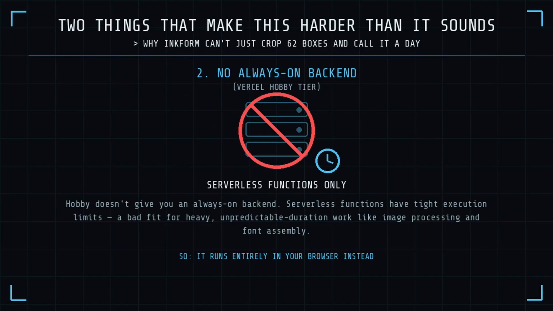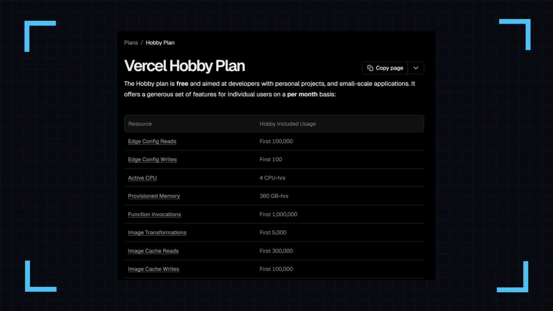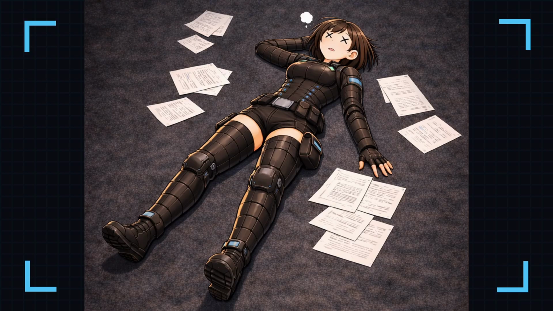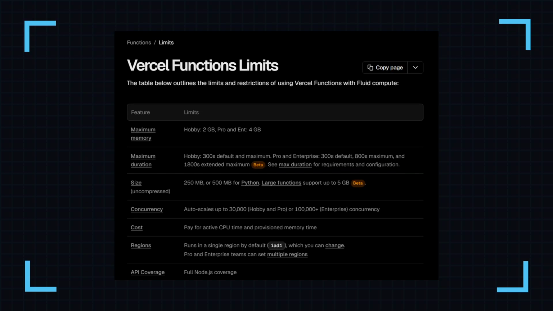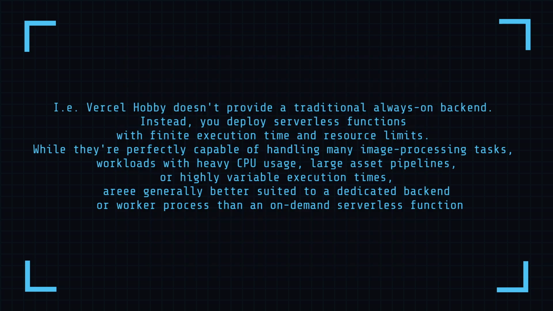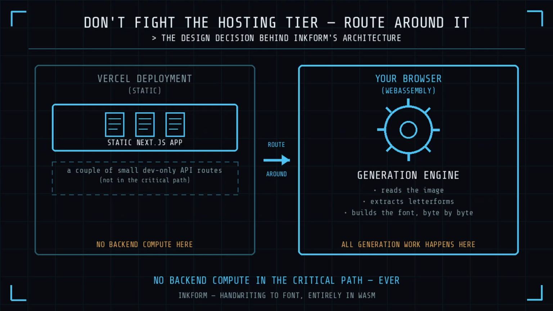Second, everything in this project needs to run client-side in the browser because of how it's hosted. So Inkform is deployed on Vercel's free hobby tier, because I'm a poor grad student right now, okay? Hobby doesn't give you an always-on backend. You get serverless functions with tight execution limits, no persistent server you can lean on for heavy computation. Image processing and font assembly are exactly that kind of heavy, unpredictable duration work that's usually a bad fit for this model.